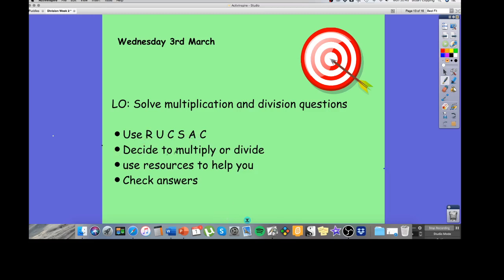We need to decide today whether we're multiplying or dividing. So it's not going to be always very easy to work out which one is which. You can use resources to help you. So if you've got objects, if you want to write stuff down, then that's absolutely fine. And then you're going to have to check your answers by doing it a different way.